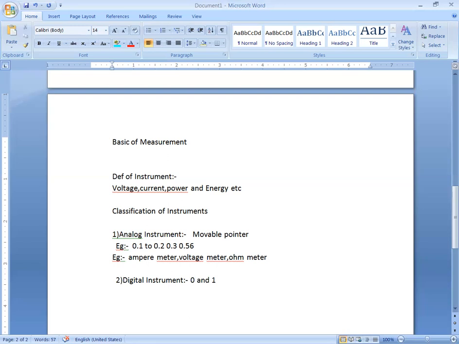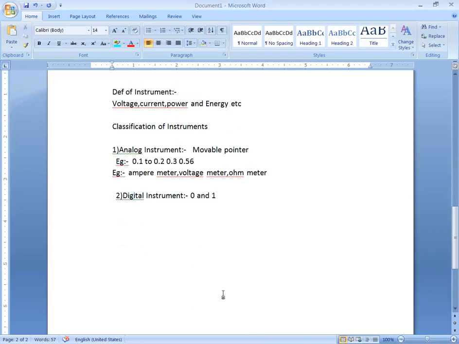The concept used for digital signal in a digital instrument is logical binary values. What are the logical binary values? These are the binary values, 0 and 1. These are called logical binary values. This is called a digital instrument.